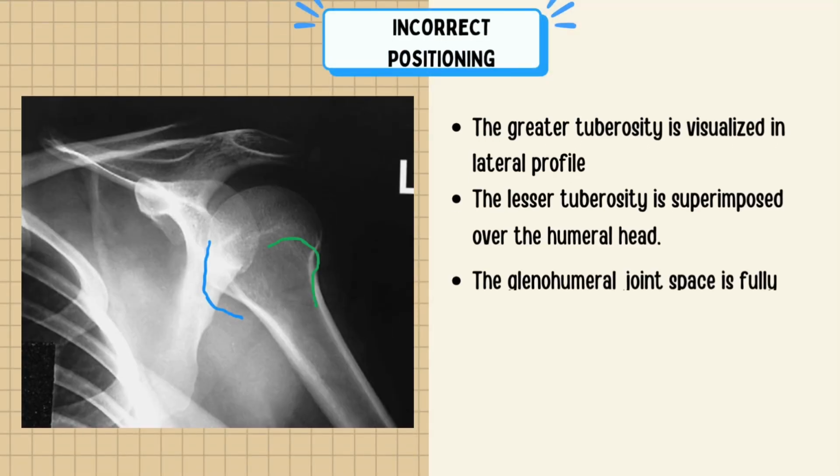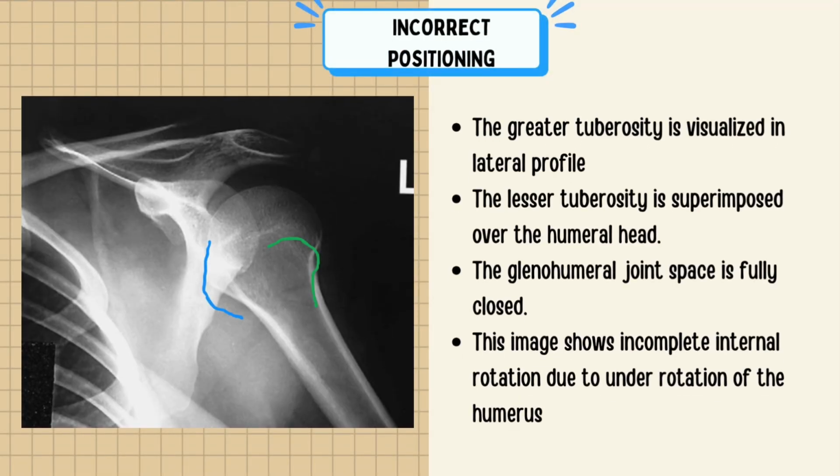Next, I will explain the incorrect positioning. In this radiograph, the greater tuberosity is visualized in lateral profile, which indicates that the arm is not fully internally rotated. The lesser tuberosity is superimposed over the humeral head. The glenohumeral joint space is fully closed, making it difficult to clearly assess the joint. This image shows incomplete internal rotation due to under-rotation of the humerus. Therefore, the positioning is incorrect and further internal rotation of the arm is needed to obtain the correct view.